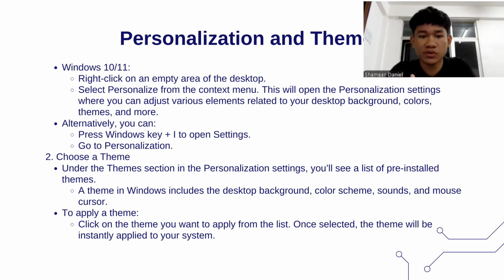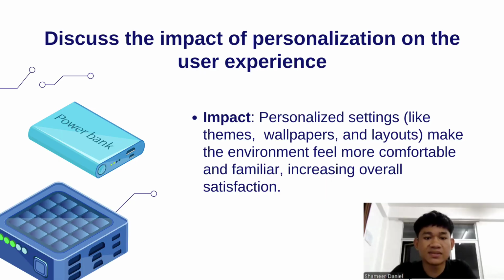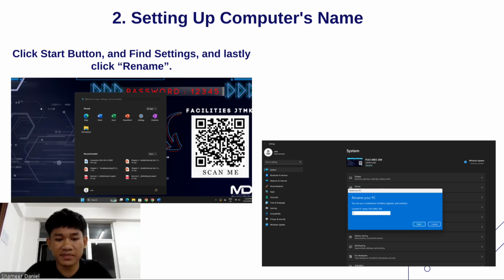First, you need to right click on the desktop and click Personalize. Then, like this, you can find it in Settings. Then discuss the impact of personalization on the user experience. For the impact, personalized settings like themes, wallpapers, and layouts make the environment feel more comfortable and familiar, increasing overall satisfaction.